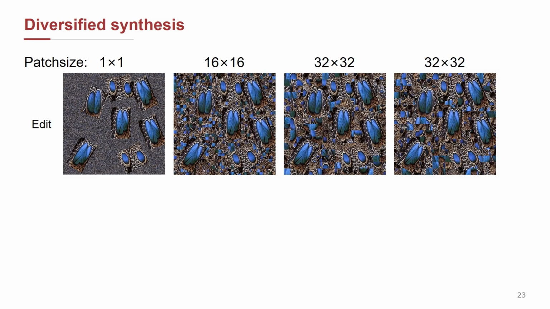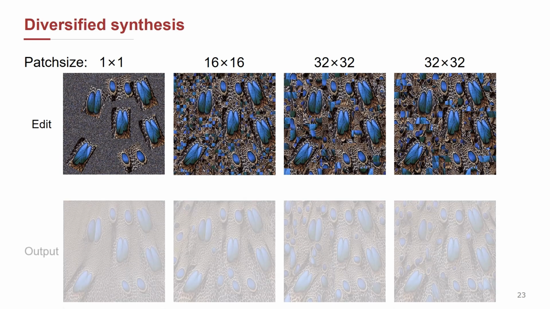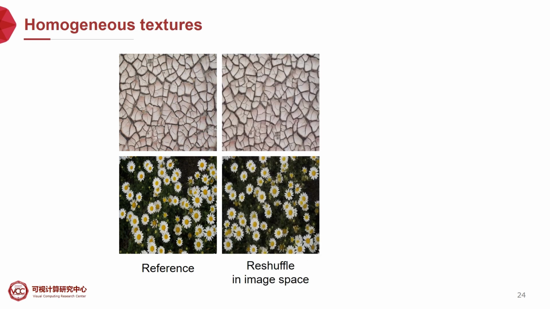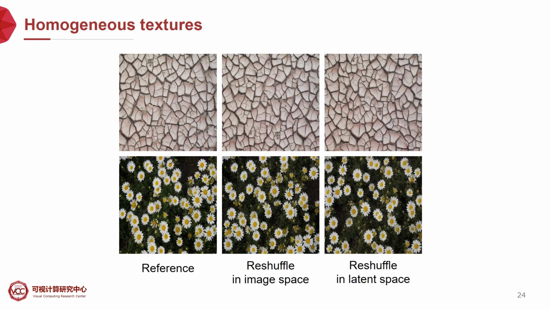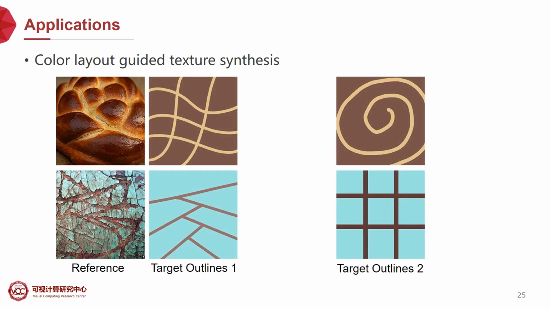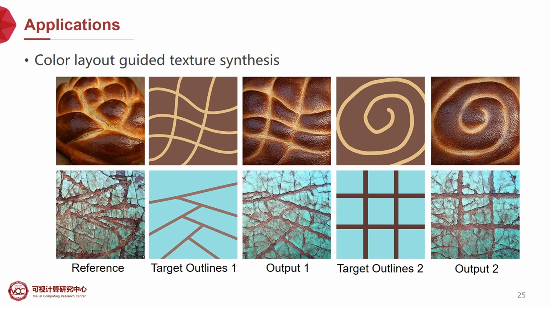To generate diversified results, we can use different sizes of filling patches when filling the background of the target image, and we can see different backgrounds result in different outputs. Our method can be easily applied to homogeneous textures. We can simply reshuffle the reference images as the targets, or reshuffle them in the latent space of Stable Diffusion. Our method can synthesize texture images from pure color layout, where users can draw representative colors from the reference and sketch the target layout.